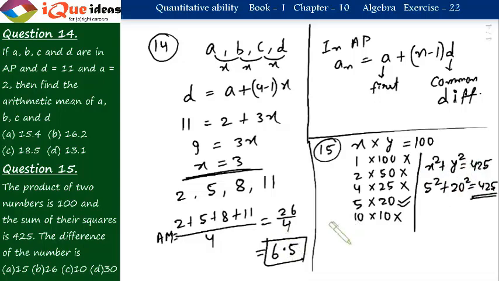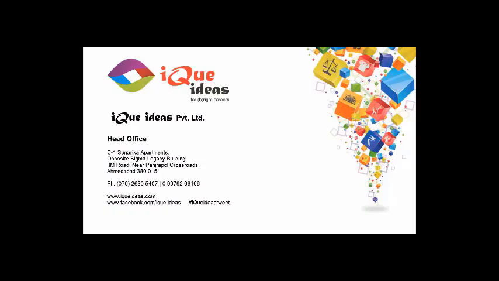So the required numbers are, now the question is the difference between them. The numbers are 5 and 20. So their required difference would be 20 minus 5, that is 15. I'm sorry, it is 20 minus 5, hence it is 15. So the correct answer of the question is 15. Alright.